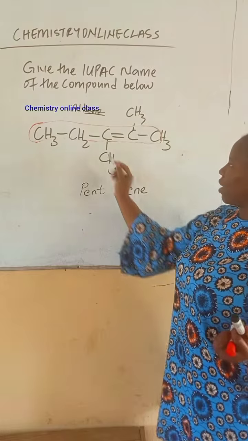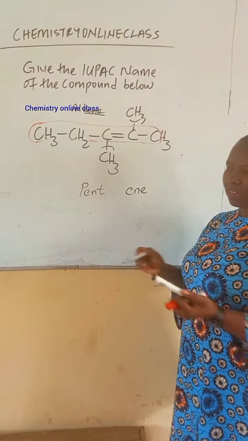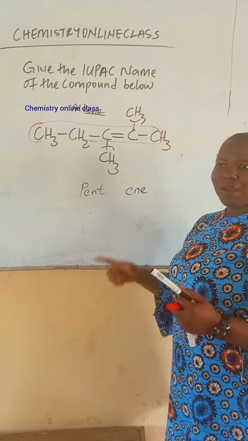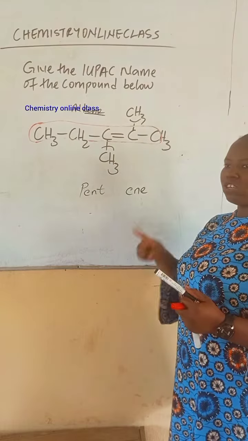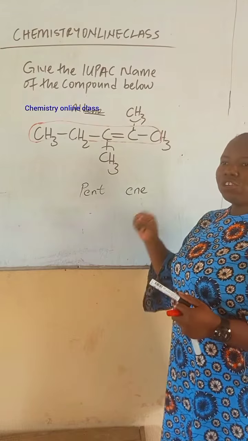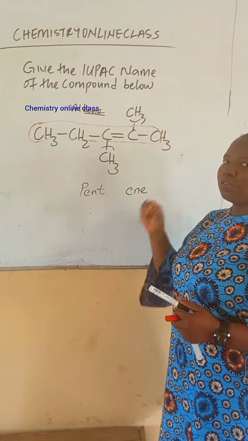Now the rule says identify the substituents. Okay, here we have a substituent. Here we also have a substituent. Now the rule says when there is a functional group and a substituent, we should give preference to the functional group. That is, we should give the functional group the lowest possible number.